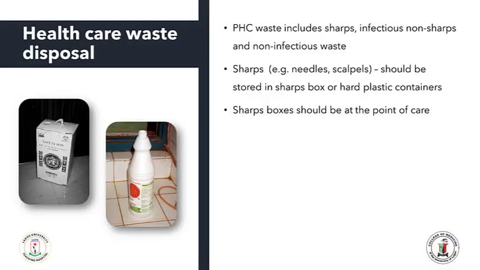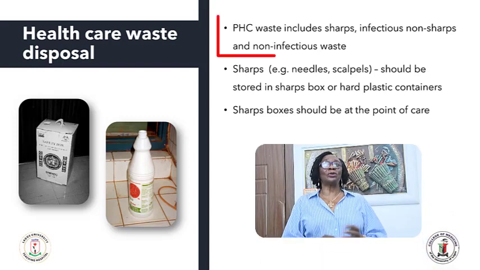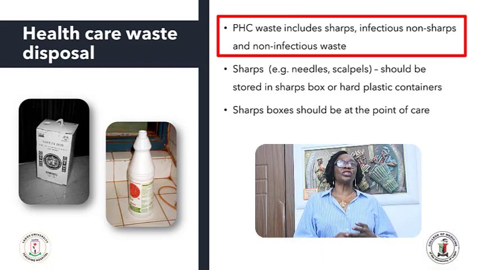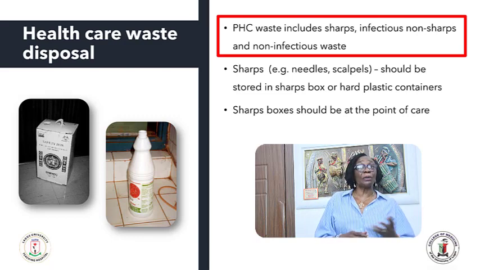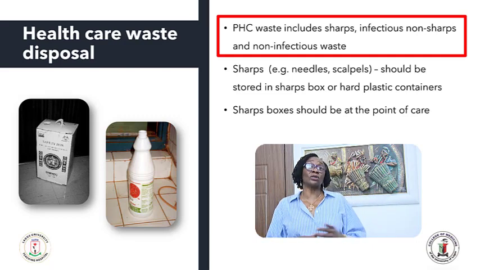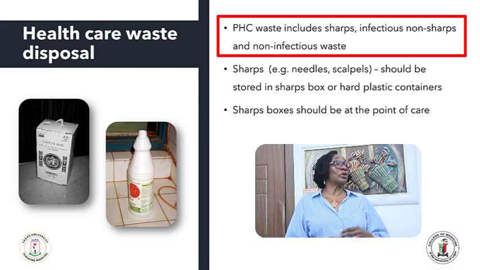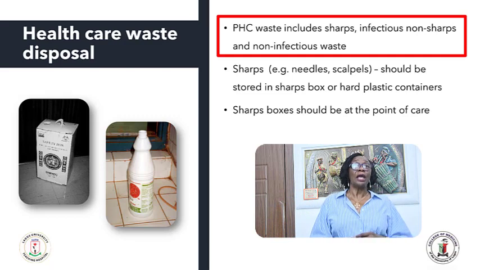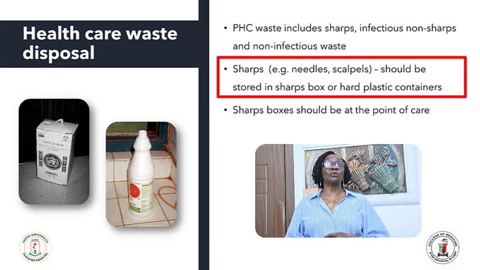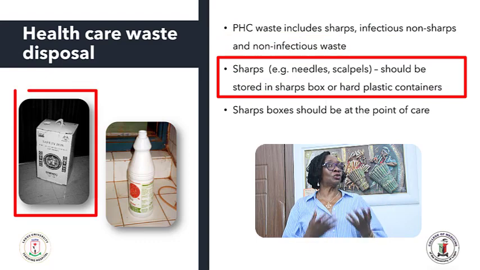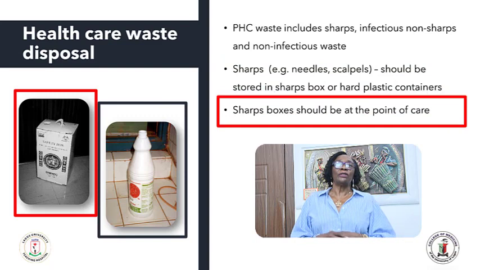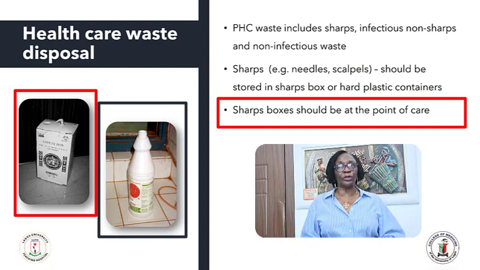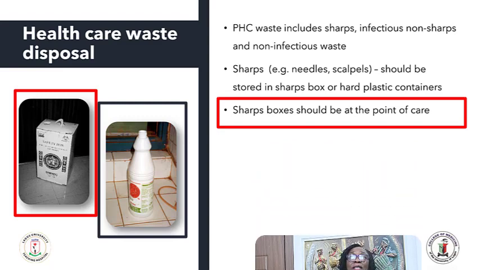At the primary healthcare settings, the usual wastes include sharps and some infectious non-sharps and non-infectious waste. So e.g., non-infectious non-sharps would include gauze that's contaminated with blood. Non-infectious waste would include office material and so on. And the sharps such as needles and scalpels must always be discarded into sharps box, or alternatives such as hard plastic containers. The sharps boxes must always be at the point of care, i.e. they should be within an arm's length when you're carrying out all these activities.